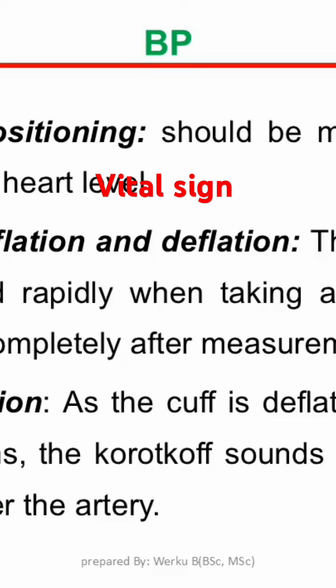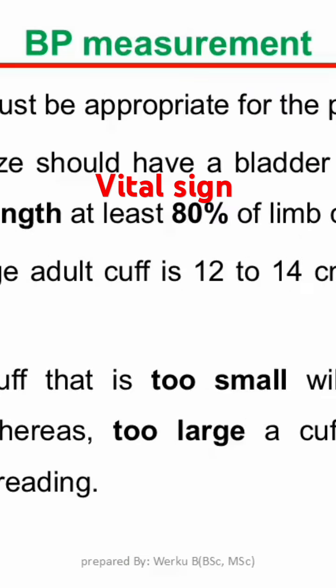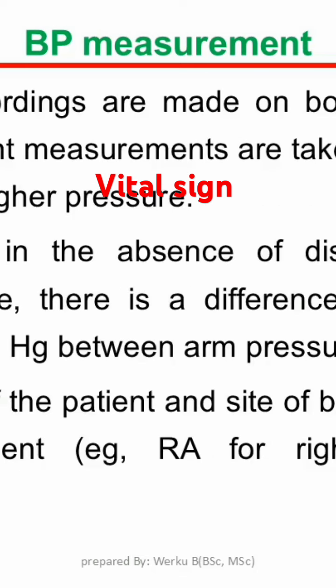The arm should be at heart level, and the cuff should be inflated and deflated correctly. The cuff size must be appropriate for the patient. Using a cuff that is too small or too large can result in inaccurate readings. Initial recordings should be made on both arms, with subsequent measurements on the arm with a higher pressure. The position of the patient and site of measurement should be recorded.